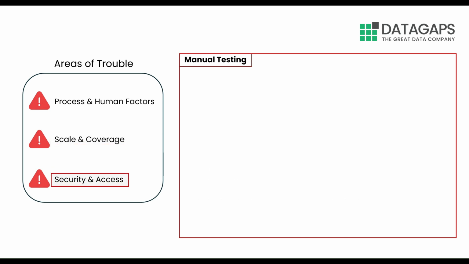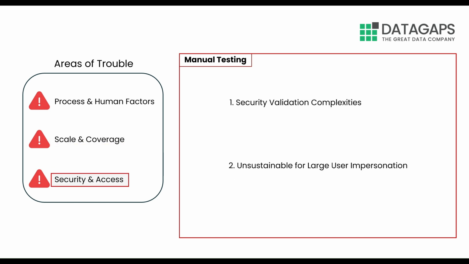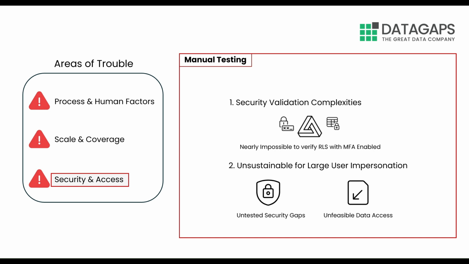Finally, we reach security and access, where complex permissions push manual testing to its limits. As security validation complexities, manually verifying row-level security, especially with multi-factor authentication, is nearly impossible. Unsustainable for large user impersonation. Testing data access for hundreds of users by hand is unfeasible, risking untested security gaps.